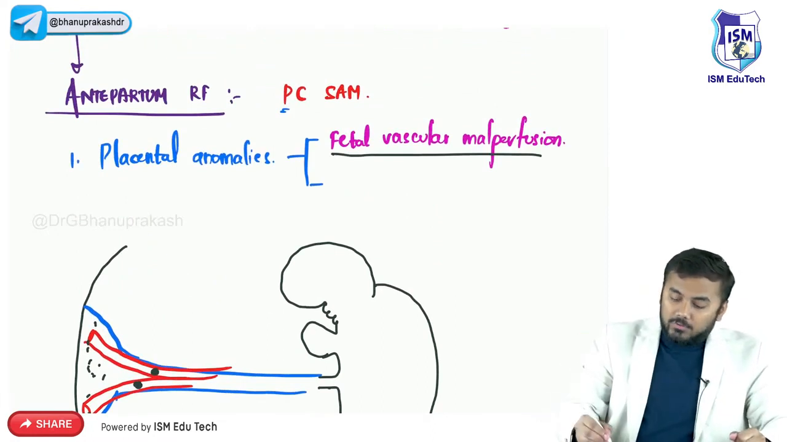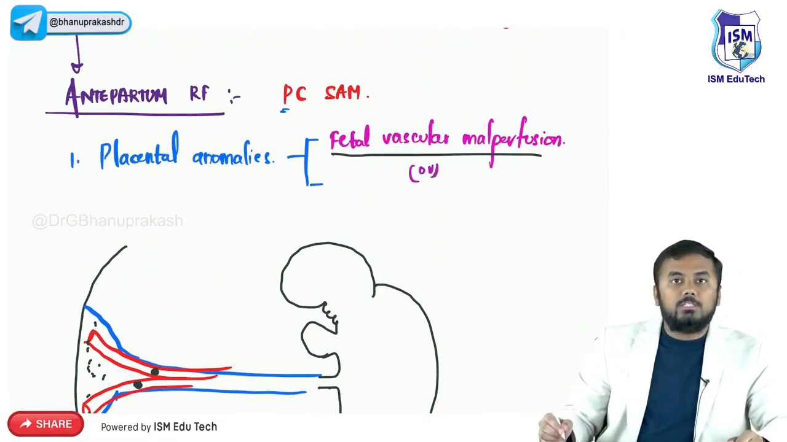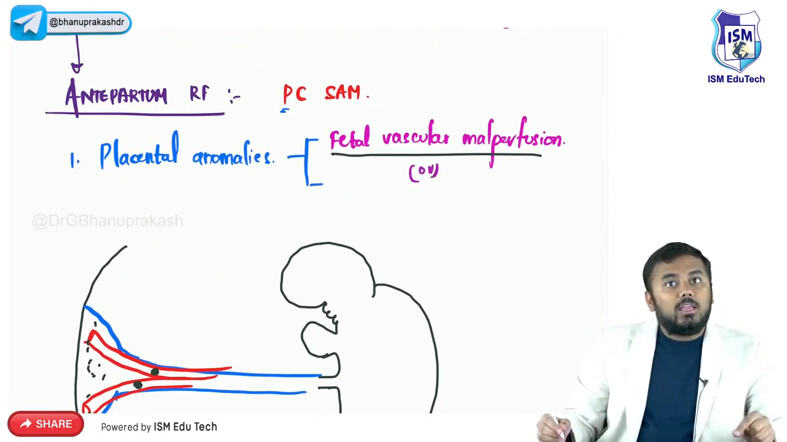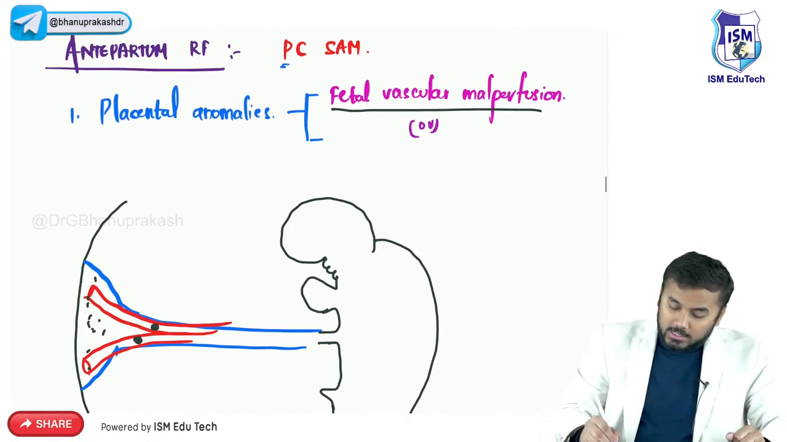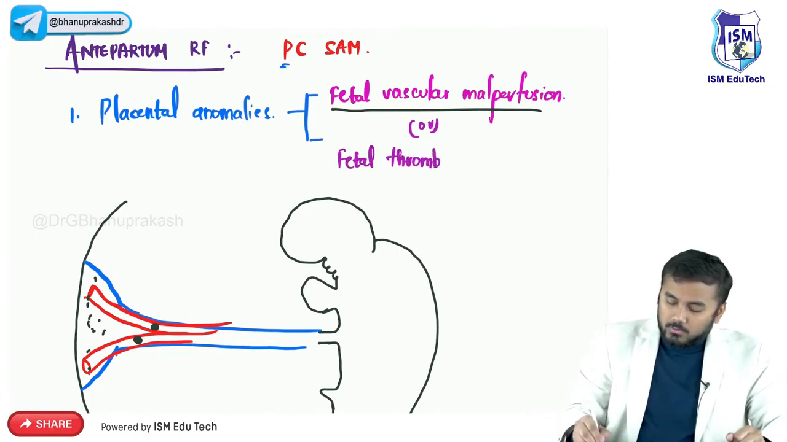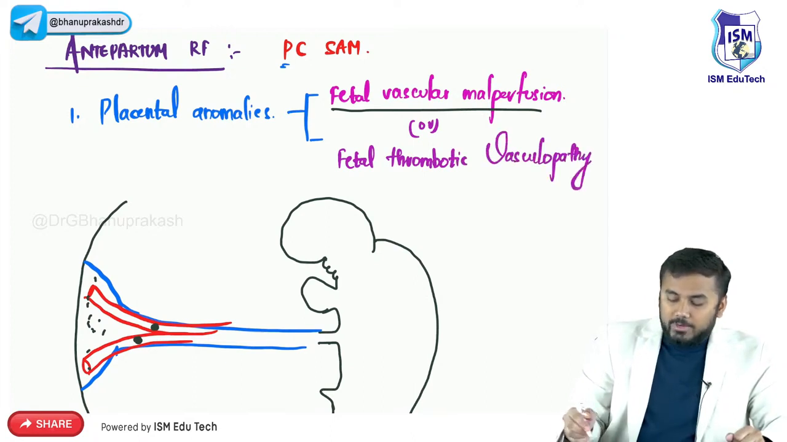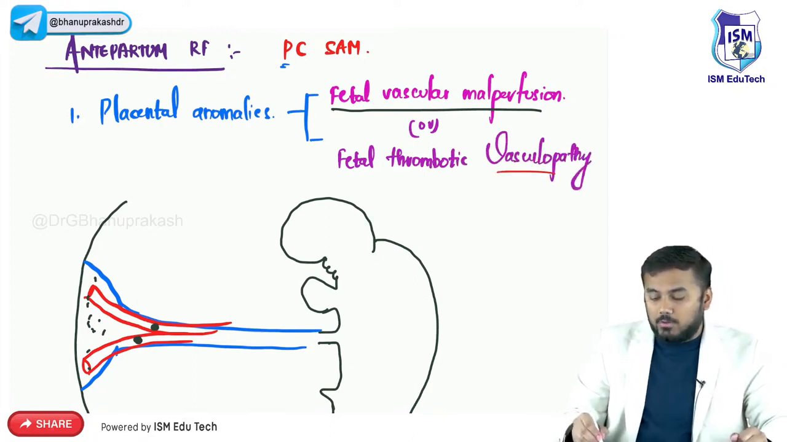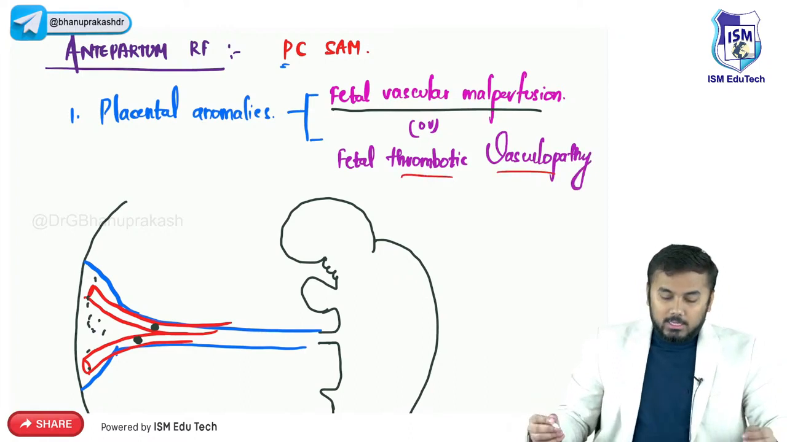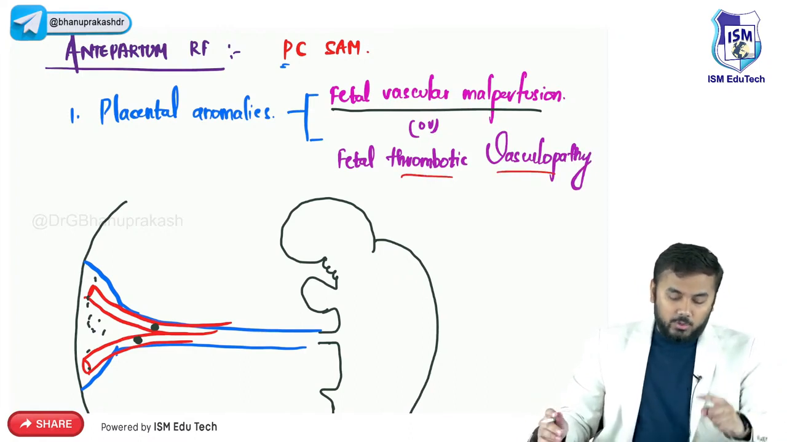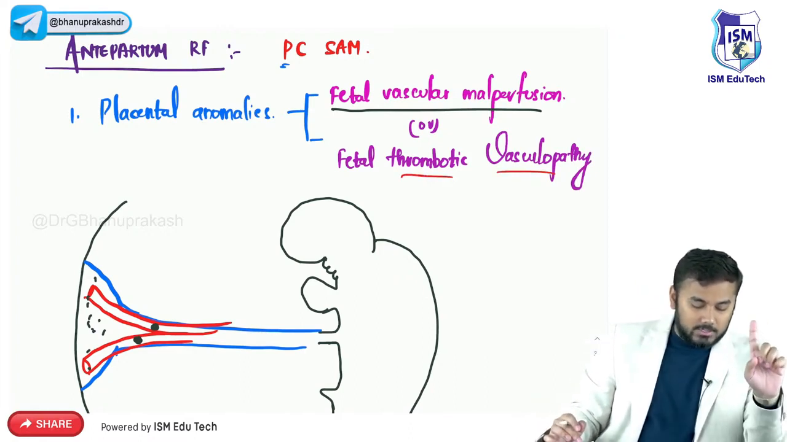The other name that is given for fetal vascular malperfusion is fetal thrombotic vasculopathy. Okay? What is the other name? Fetal thrombotic vasculopathy. So by the name itself, you can know what is vasculopathy, what is thrombotic here. Clear? So one anomaly which I am telling you is placental anomalies.